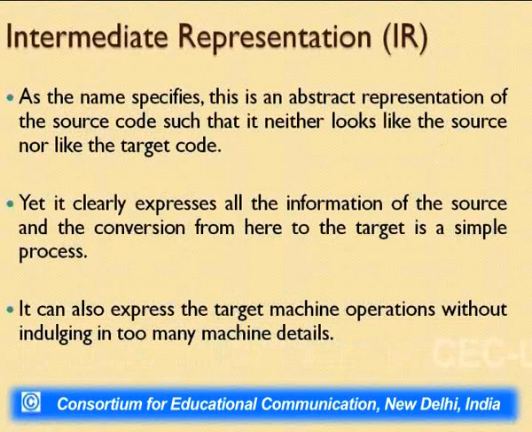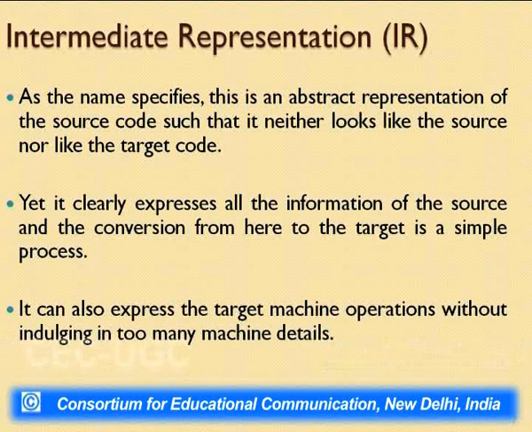Okay, so we've talked about this term quite a lot. Let's just learn more about it. Intermediate representation, as the name specifies, is an abstract representation of the source code, such that it neither looks like the source nor like the target anymore. It's a very simple way to understand. That's what it is saying, intermediate: between the source at the beginning and the target code at the end.